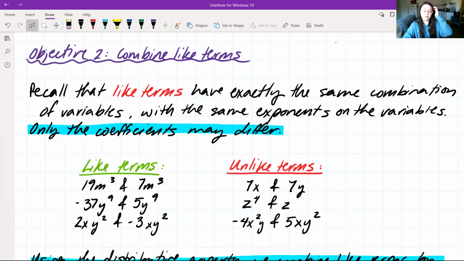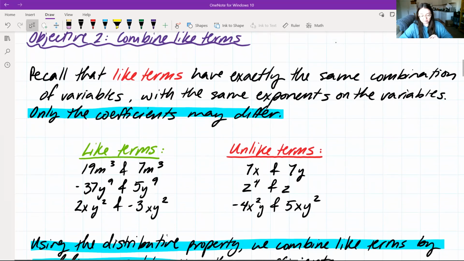Then objective 2, we want to combine like terms. So recall that like terms have exactly the same combination of variables with the same exponents on the variables. Only the coefficients may differ. So remember that our like terms are going to be the same variables and the same exponents. So this is going to be x and x, y squared and y squared, z to the power of 5 and z to the power of 5, things like that. Those are going to be our like terms. Their coefficients can differ, but that can be the only thing that differs.